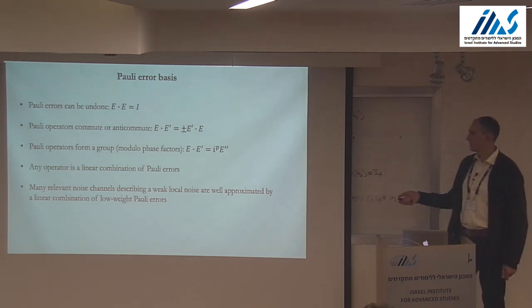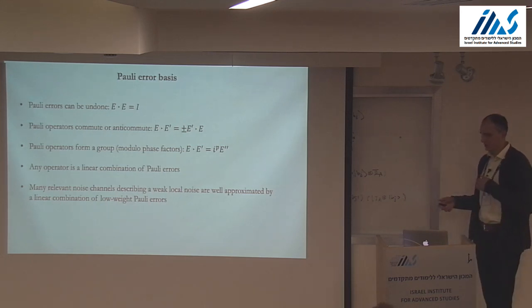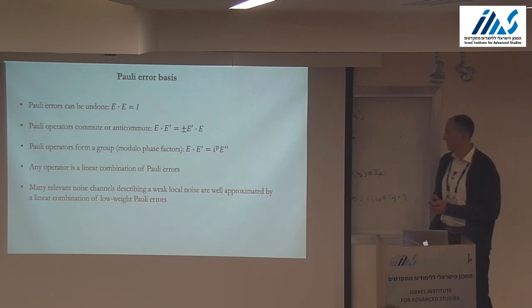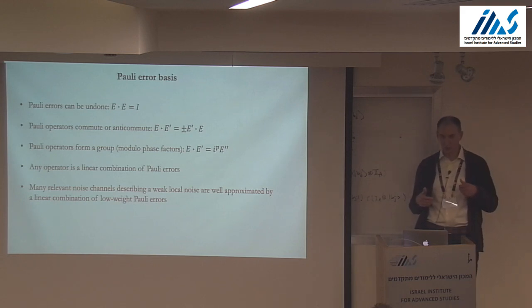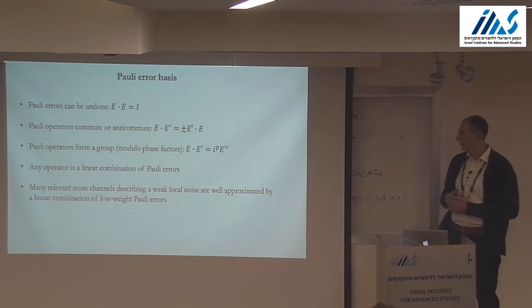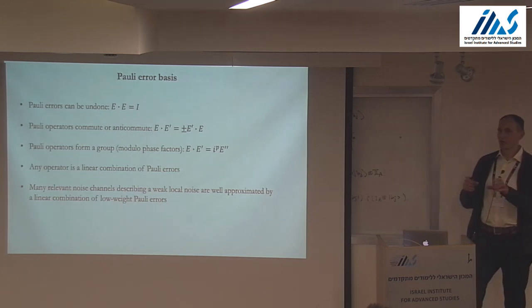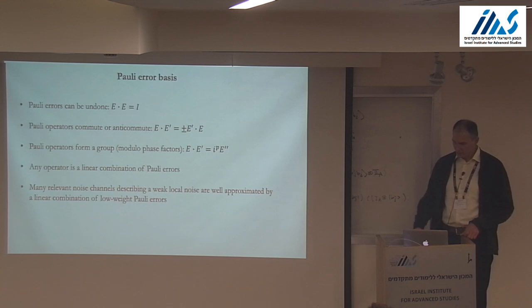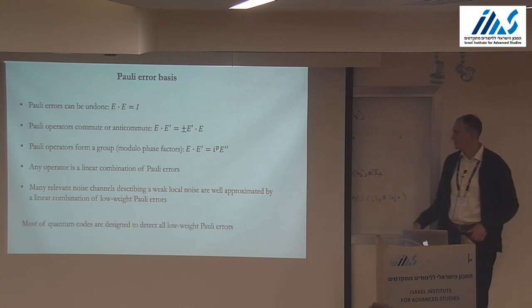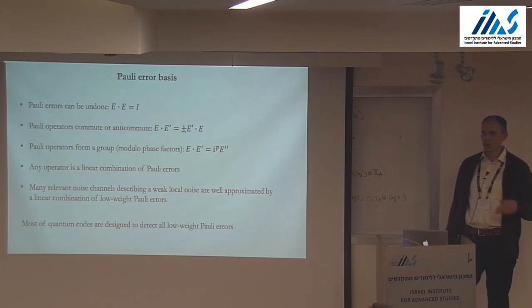Somehow this is more like a conjecture or assumption that realistic noise models can be well approximated by a linear combination of low weight Pauli errors. For example, if we have independent random error on each qubit and the error rate is small, then this approximation is very good. Yes, and most quantum codes are designed to detect low weight Pauli errors.